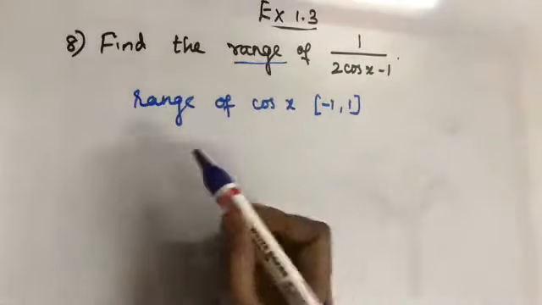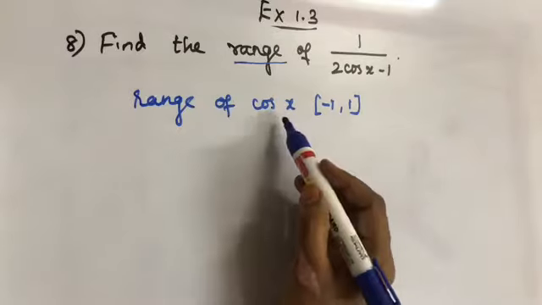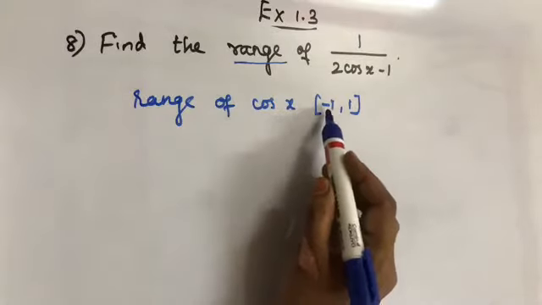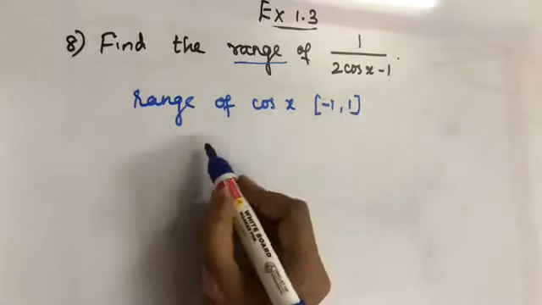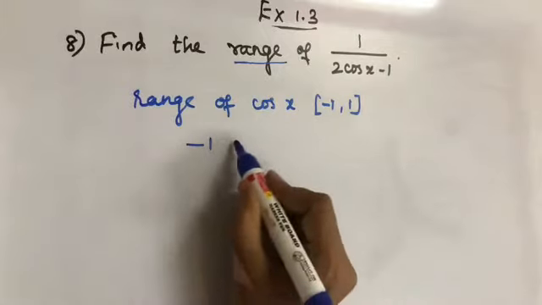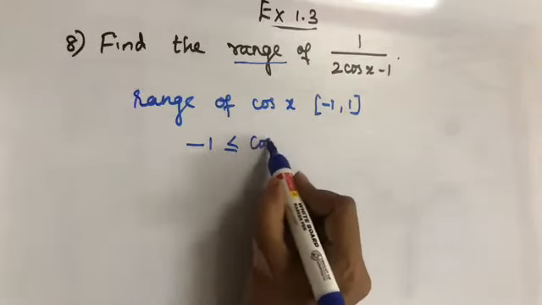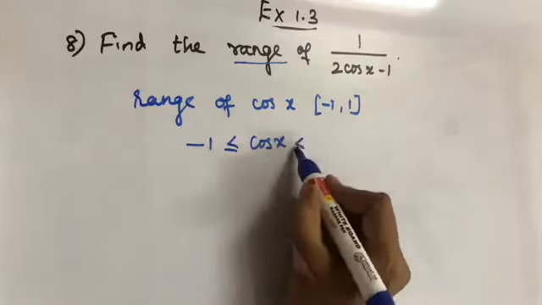As the cosine value varies from minus 1 to 1, I write it as an inequality: minus 1 less than or equal to cos x less than or equal to 1.